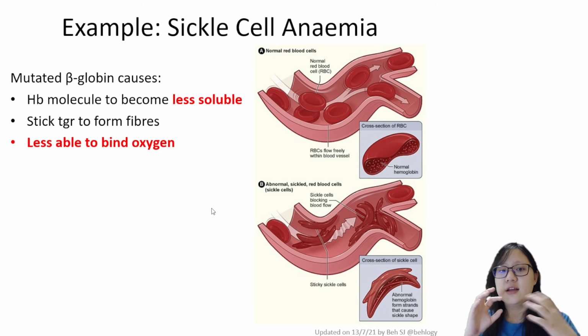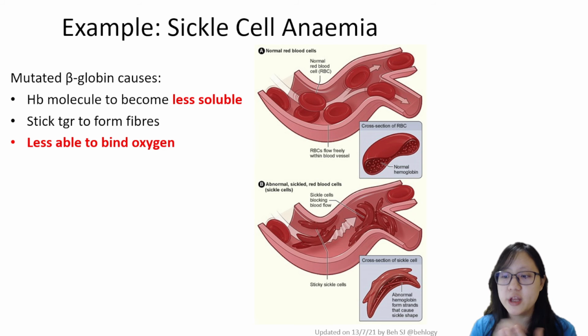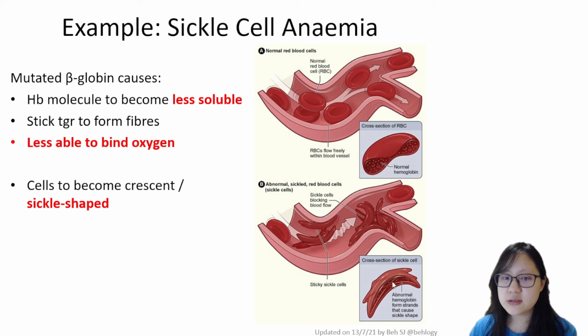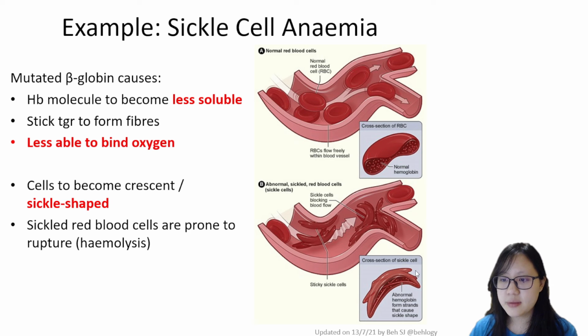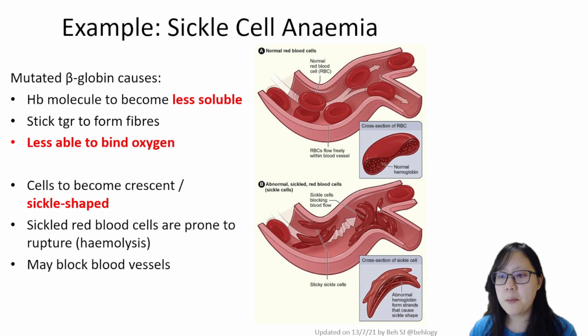This hemoglobin is clumping within the red blood cell. You can see the diagram at the right hand corner here, and therefore they are less able to bind oxygen as well. Because of those fiber formations, cells become more crescent or sickle shaped. These sickle-shaped red blood cells are more prone to rupture and more prone to block blood vessels. If it's round, it can go through with no problem, but when it's sickle-shaped, it can block vessels in this formation right here. This would cut off blood supply and would be very detrimental.